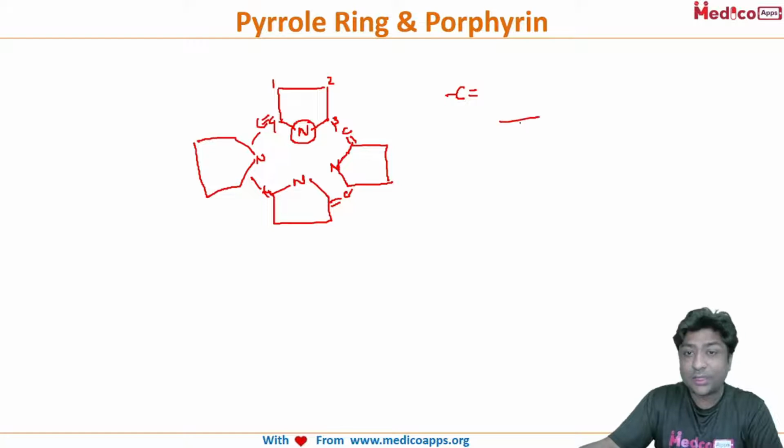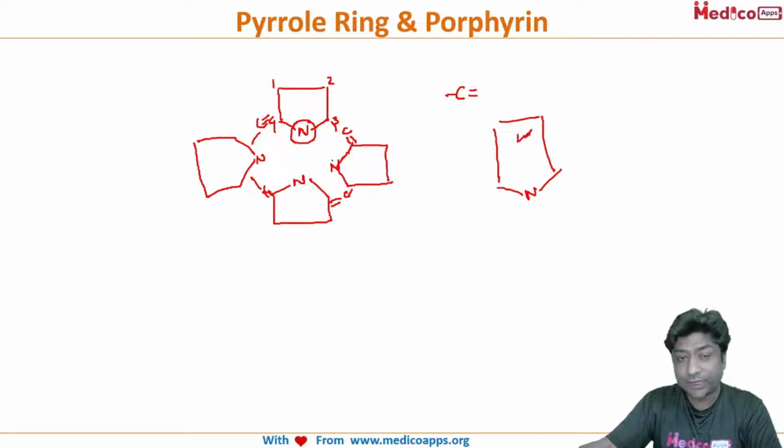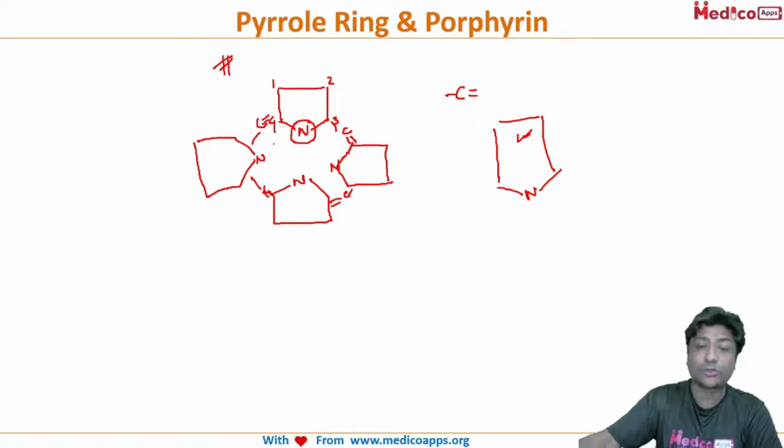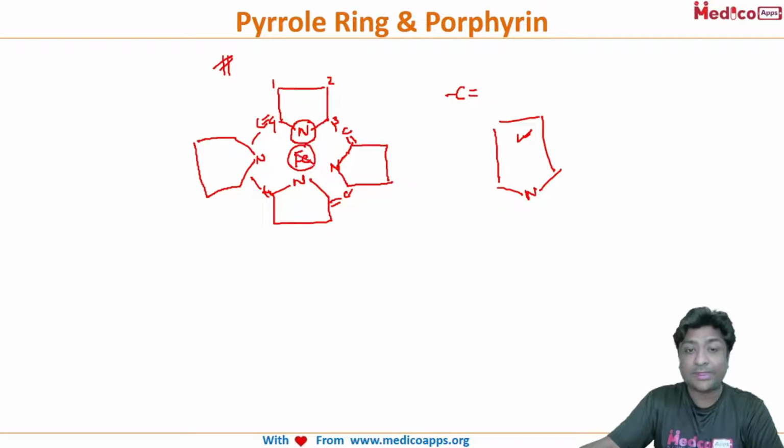So one monopyrrole is nothing but 4 carbon and 1 nitrogen, and when 4 of such rings come together you will have a tetrapyrrole. Now this is also called a porphyrin ring. The tetrapyrrole is also called a porphyrin ring, and at the center if you add iron it will become heme for hemoglobin. At the center if you add magnesium it will become chlorophyll.